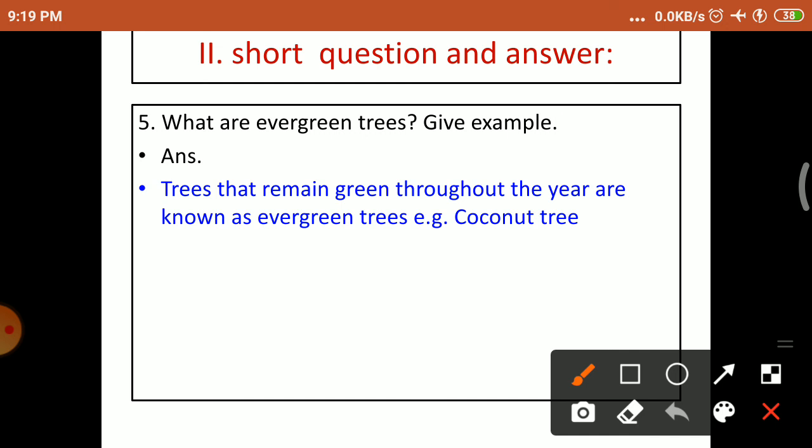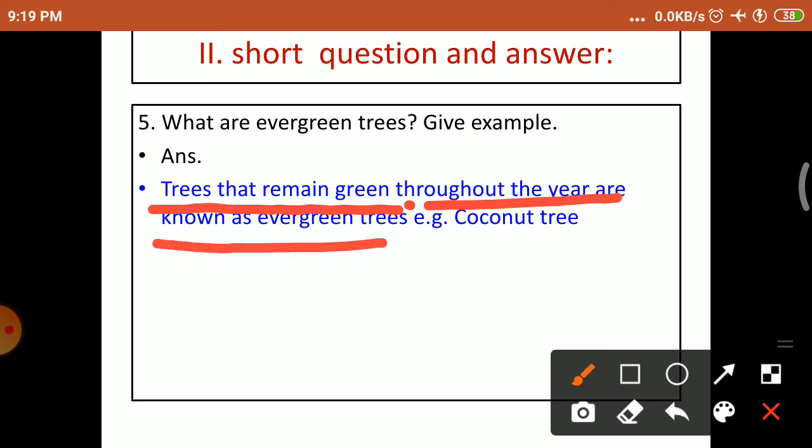Trees that remain green throughout the year, meaning the complete year, are known as evergreen trees. The example is the coconut tree. So what are evergreen trees? Trees that remain green throughout the year. Such trees are called evergreen trees. The example of an evergreen tree is the coconut tree.